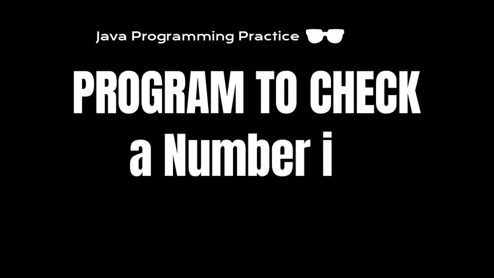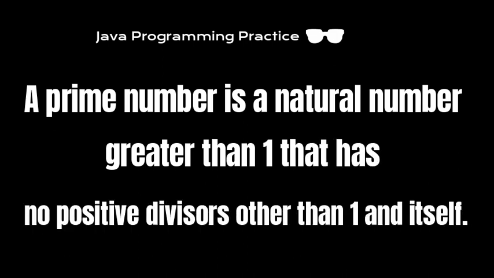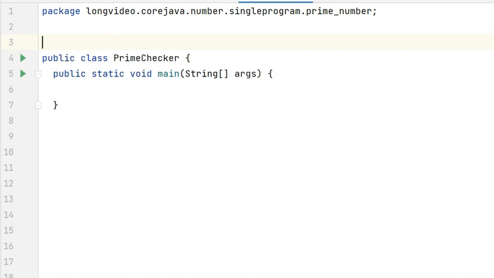Hello everyone, in this video I'll show you how to write a simple Java program to check if a number is prime or not. Let's see what a prime number is. A prime number is a natural number greater than 1 that has no positive divisors other than 1 and the number itself. First, let us declare variables and input.